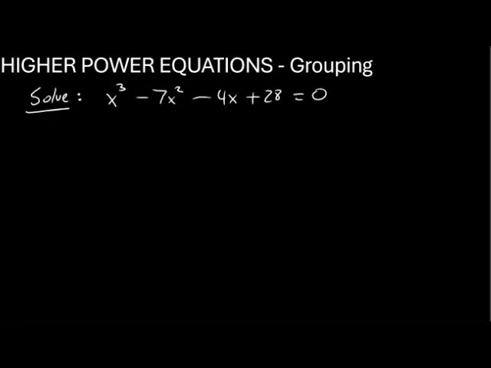Here we'll deal with a third power equation. We have x to the third power minus 7x squared minus 4x plus 28 equals 0. Every so often, you'll run into a third power equation that you can factor by grouping. That is, we will not try to factor everything at once, and rather try to factor two at a time.